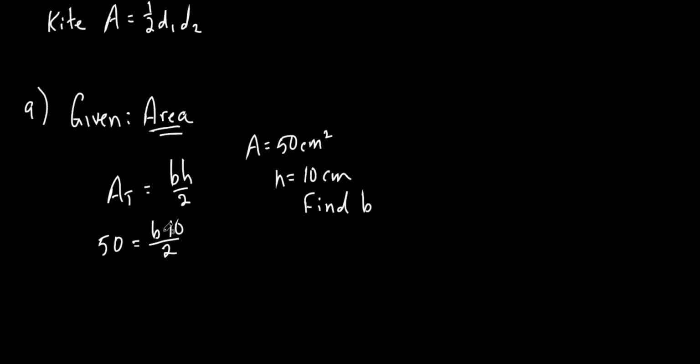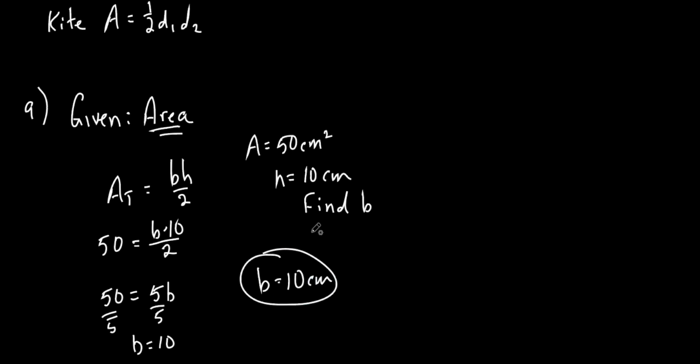Correct? You could do this a couple ways. Here's how I would do it. I got a 10 on the top, 2 on the bottom. What does that become? It just becomes a 5. So really it's b times 5, or what? 5b. Agreed? Now divide both sides by 5. B is 10. But how are we going to write it? The base is 10 what? Centimeters. It's not squared. Remember, the height and the base are both just straight up centimeters. Only the area is squared. Okay? Only the area is squared.